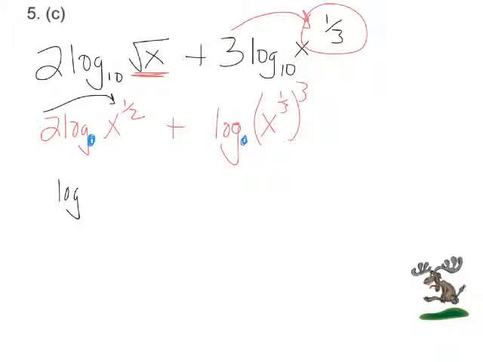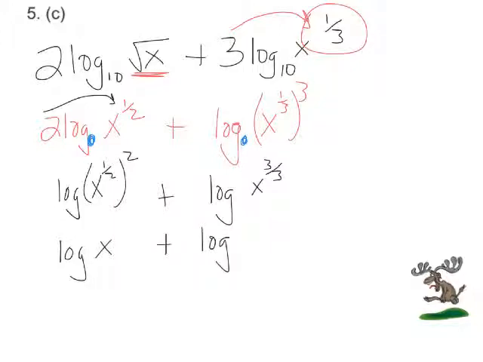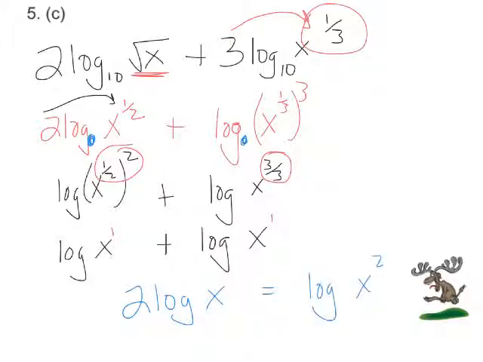Move it from the front up to an exponent, and I will distribute the 3 in, x to the 3/3. So what I have is log of x plus log of x, because the 2 times 1/2 becomes a 1, and the 3/3 becomes a 1. And log x plus log x, or something plus itself, is 2 of those, or if you wanted to write it as log x squared, you could do that as well.